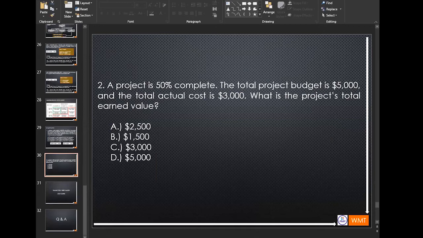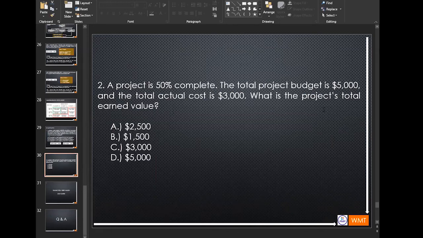Letter A ba yan, sir? Tama. 50% times 5,000? Yes, tama. Pasado ka na, sir. So, ang sagot dito is A.